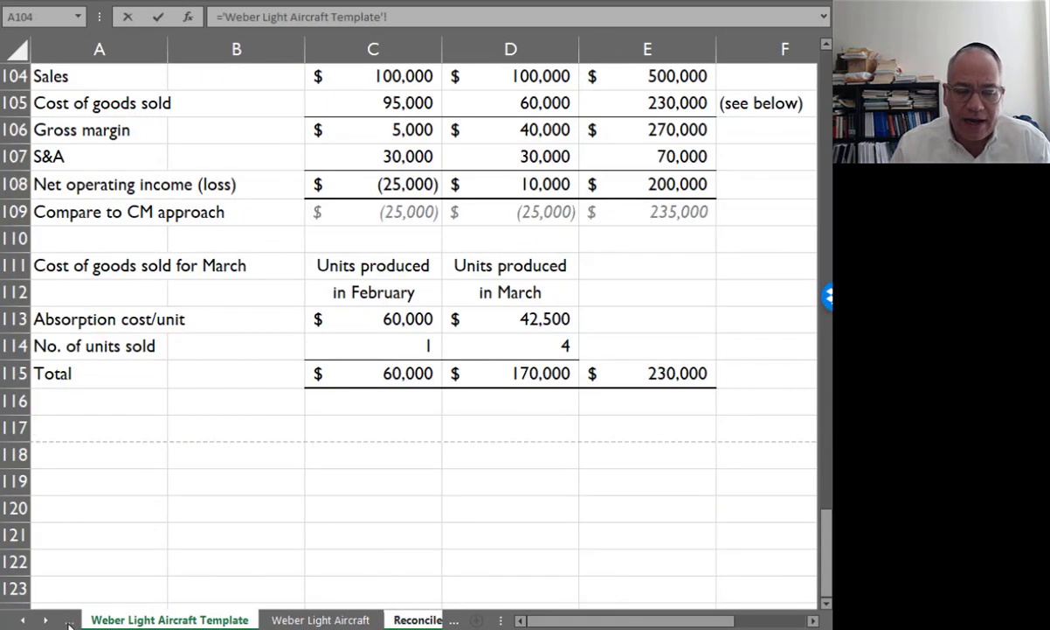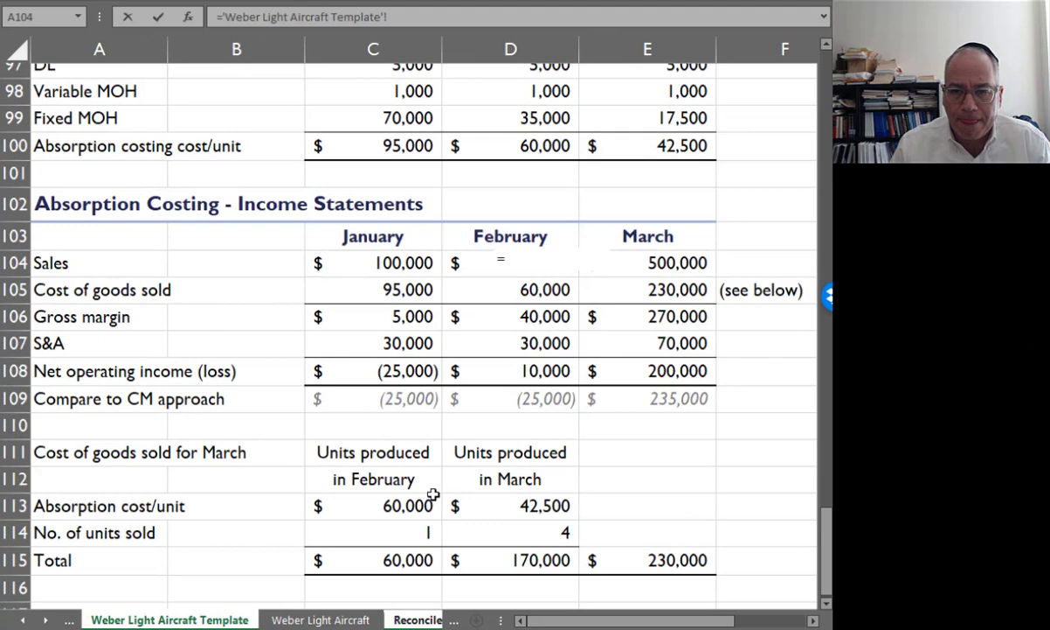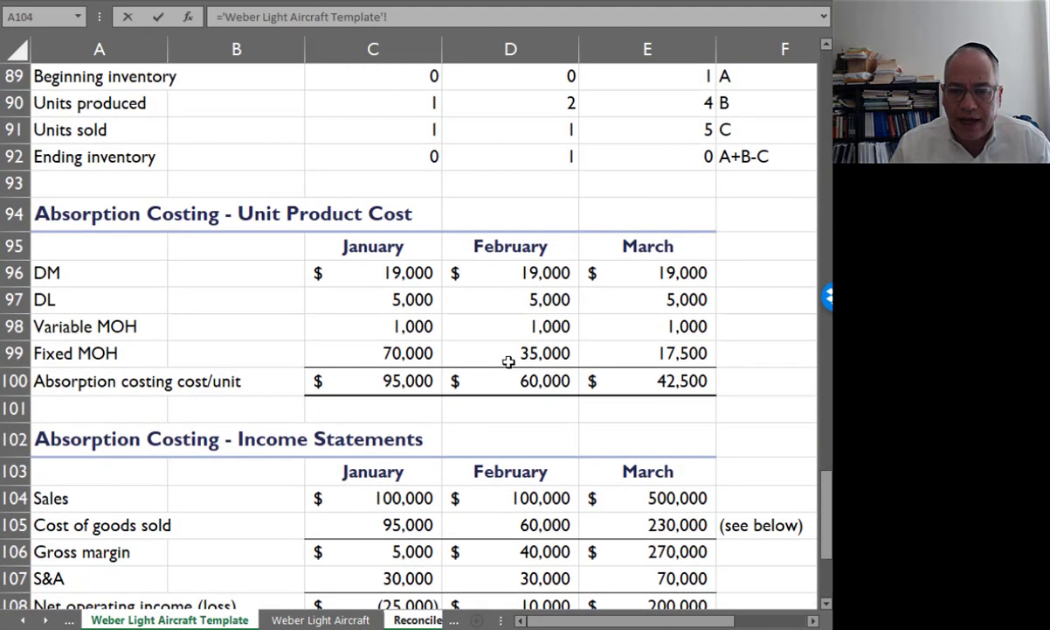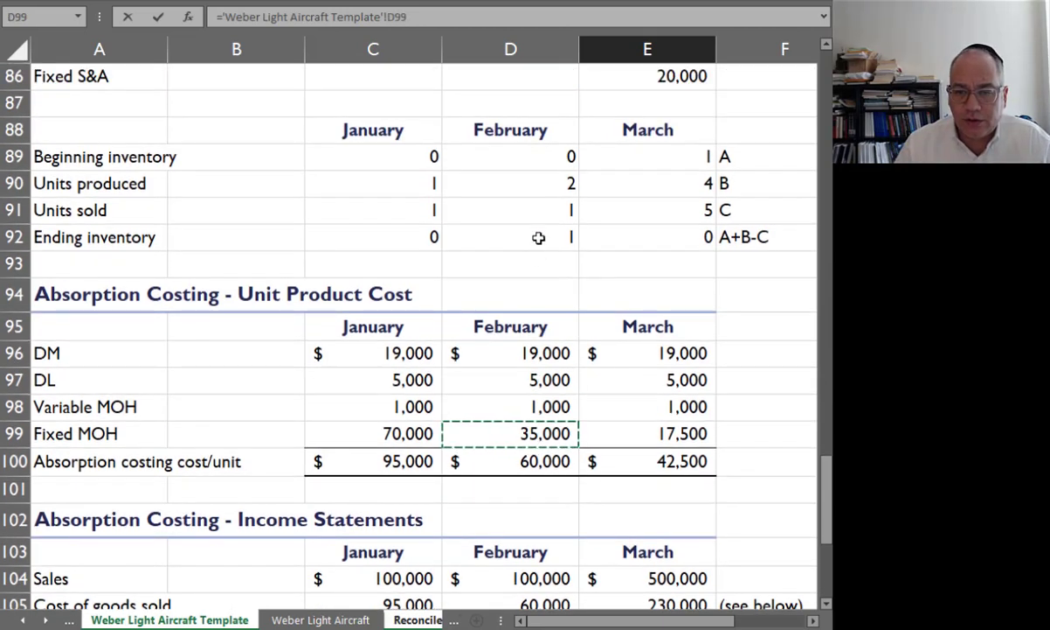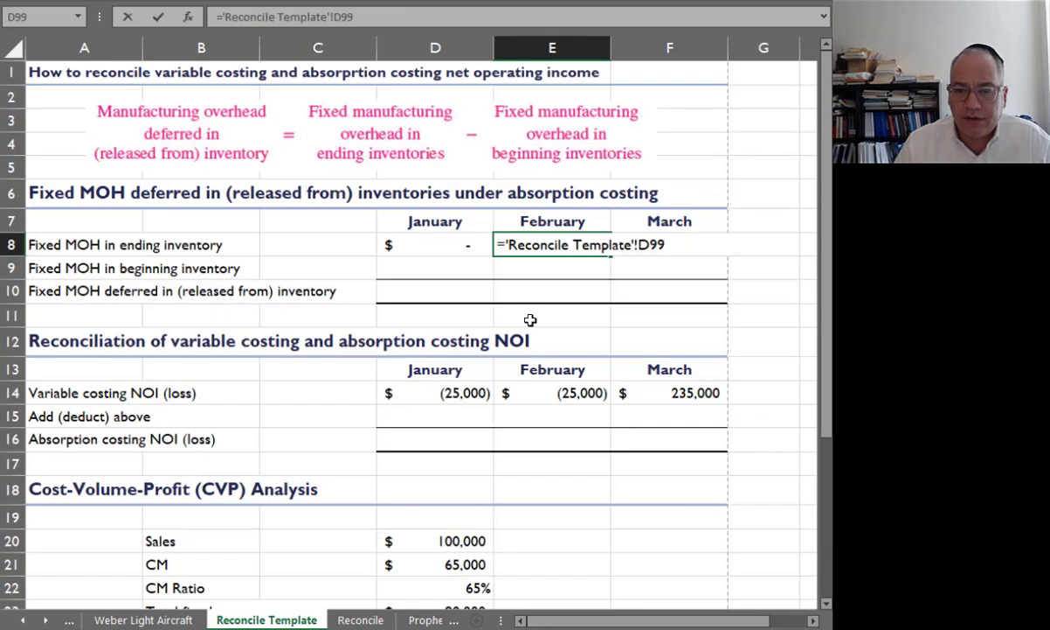If we go back to this problem again, we'll recall that we allocated $35,000 overall to fixed manufacturing overhead for the one product that was unsold over here. So here in my reconciliation, I'm going to insert $35,000.